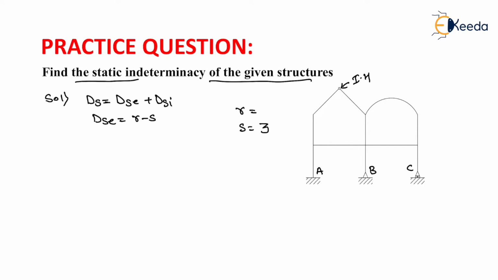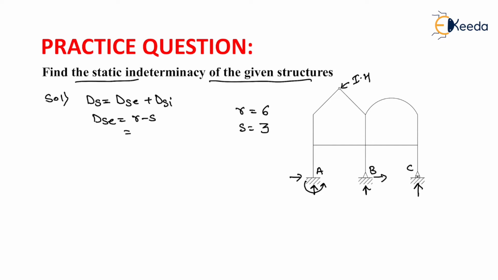Now, for the calculation of external reactions, due to the fixed support at A there will be 3 reactions, that is vertical reaction, horizontal reaction and moment. At B, there will only be 2 reactions, vertical and horizontal. And at C, due to the roller support, there will only be 1 reaction, the vertical reaction. The sum of all these reactions is 3 plus 2, 5, plus 1, 6. So the value of R will be equal to 6.